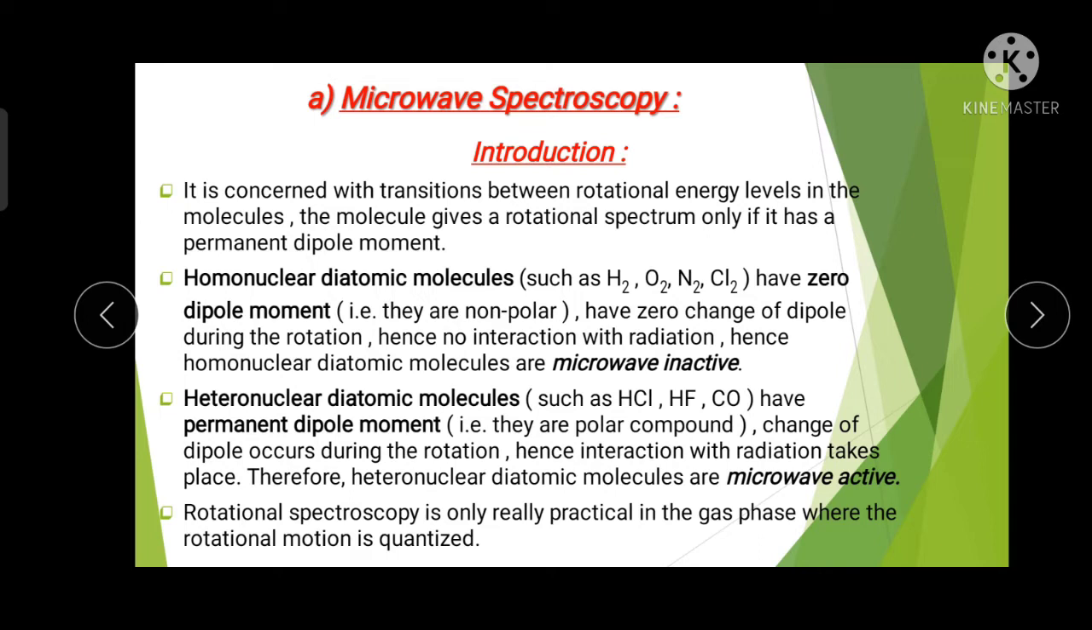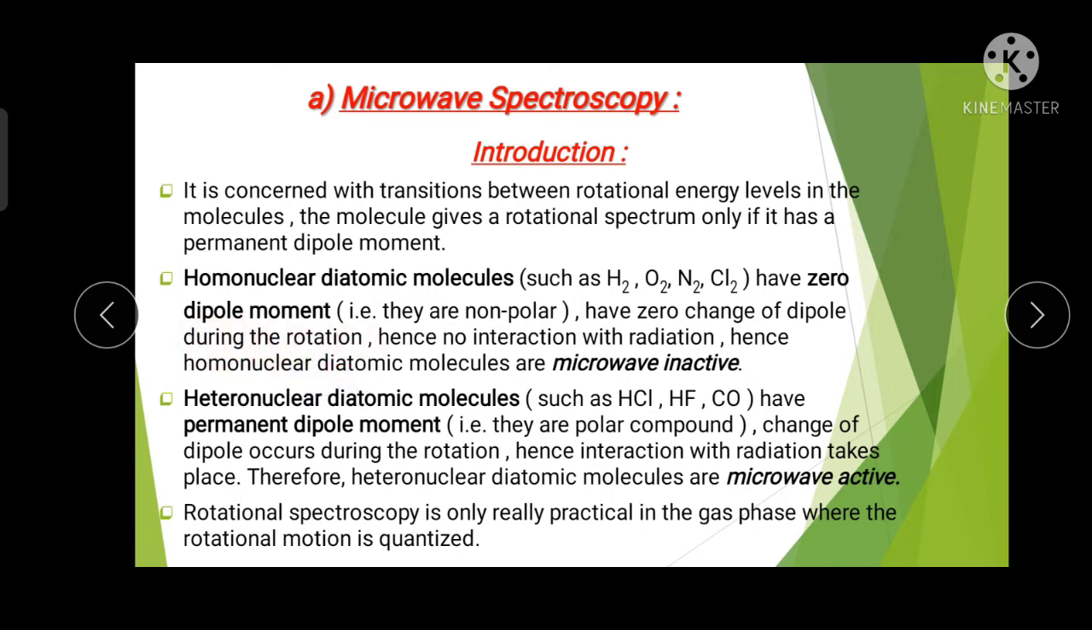So this is the polar and non-polar molecule. If there is a separation between the center of positive charge and the center of negative charge, then the molecule is polar. If the center of positive charge and the center of negative charge coincide with each other in a molecule, then the molecule is non-polar, for example H2, O2, N2, Cl2. Therefore, non-polar molecules have zero dipole moment, and have zero change of dipole during the rotation.